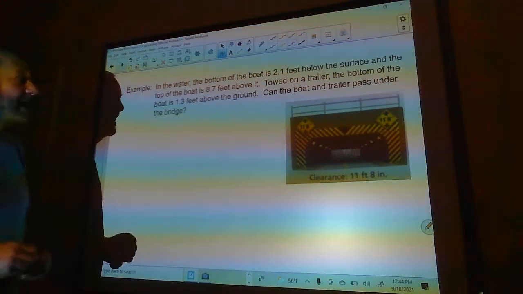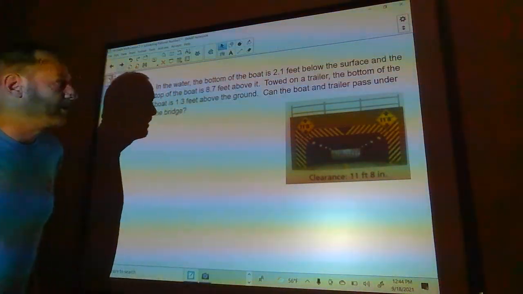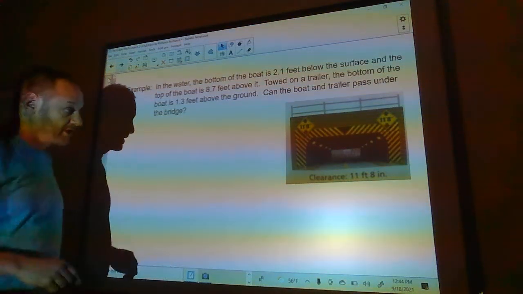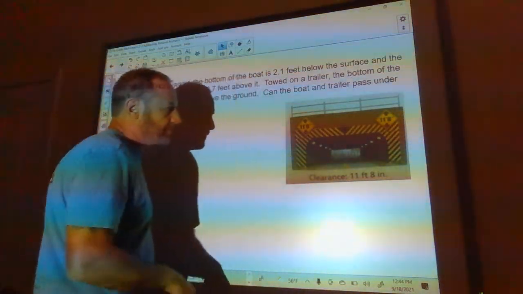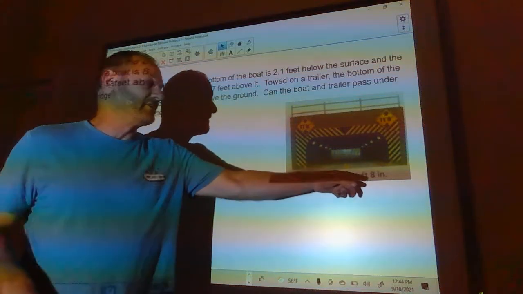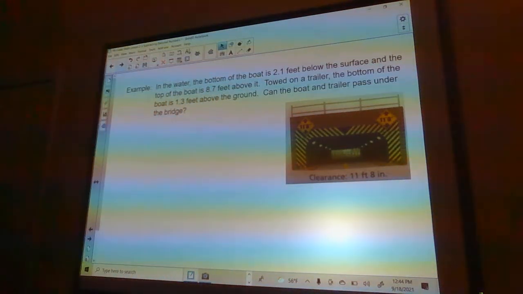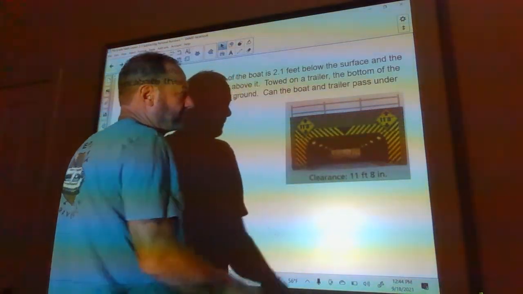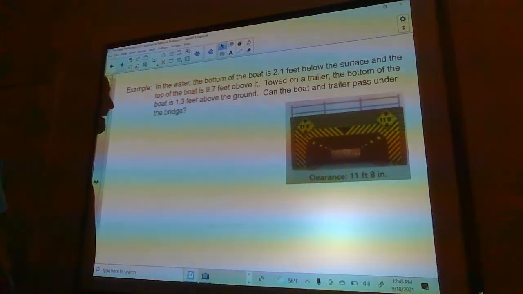In the water, the bottom of a boat is 2.1 feet below the surface, and the top of the boat is 8.7 feet above it. Towed on a trailer, the bottom of the boat is 1.3 feet above the ground. Can the boat and trailer pass under the bridge? We've got to get some information off the picture here. We're going through this tunnel, and it tells us the clearance is 11 feet 8 inches. So that means my boat on the trailer has to be less than 11 feet 8 inches, or we're not making it under the bridge.